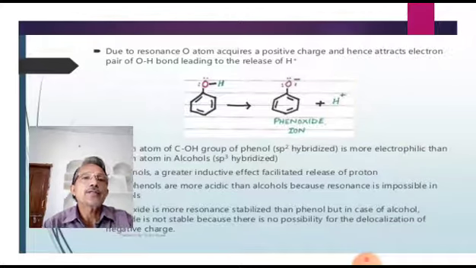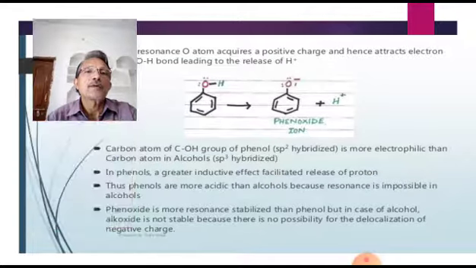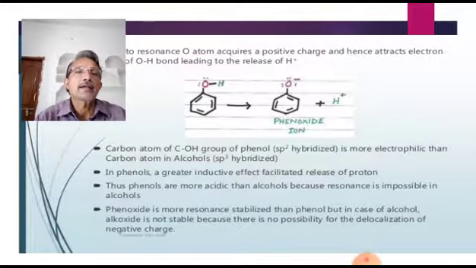Due to resonance, the oxygen atom acquires a positive charge and hence attracts the electron pair of the OH bond, leading to the release of H plus. So when a phenol molecule releases H plus, it becomes a phenoxide ion. Releasing a proton becomes easier than in alcohols. Phenols can release protons more easily than alcohols. Therefore, phenols are more acidic than alcohols. The resulting phenoxide ion is also more stable than the alkoxide ion.